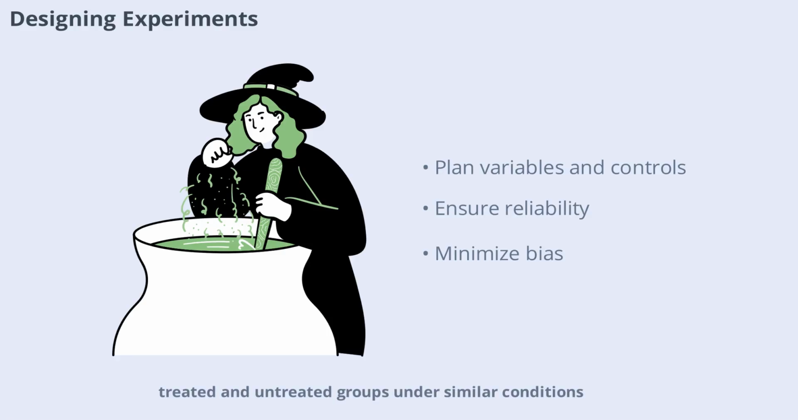Good experimental design minimizes bias and errors, making findings more trustworthy. This stage requires attention to detail and a solid understanding of scientific principles. The results from these experiments will provide the evidence needed to support or refute the hypothesis.